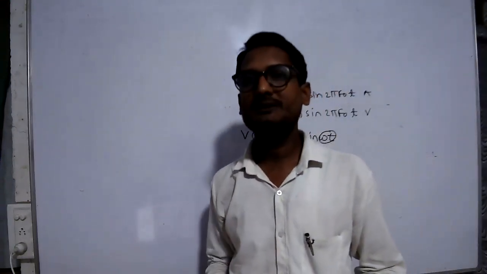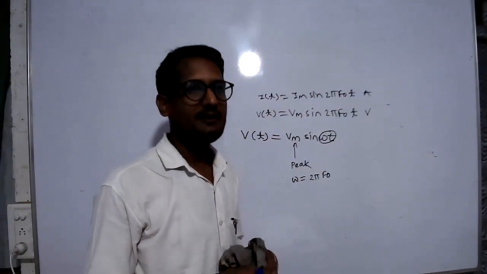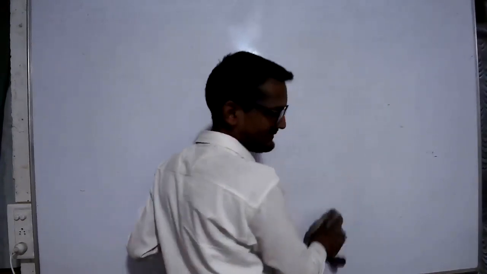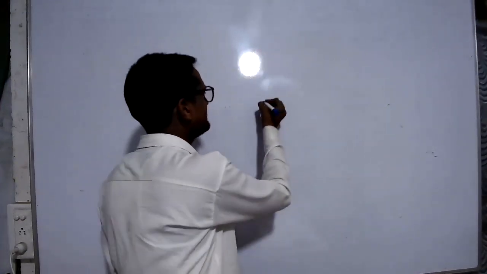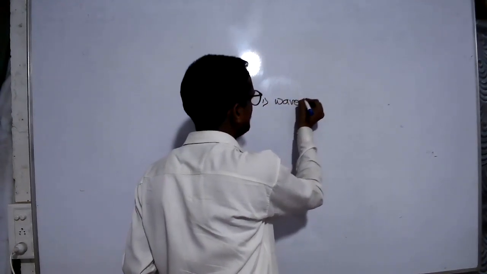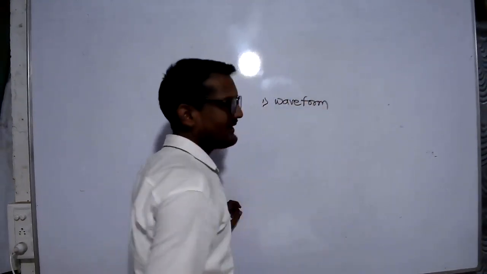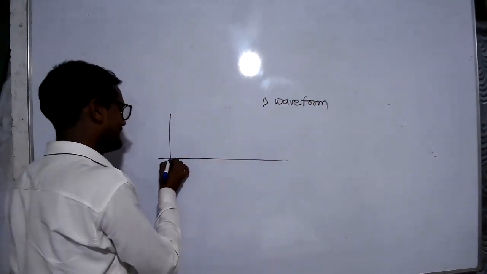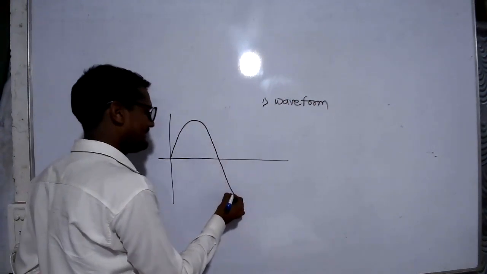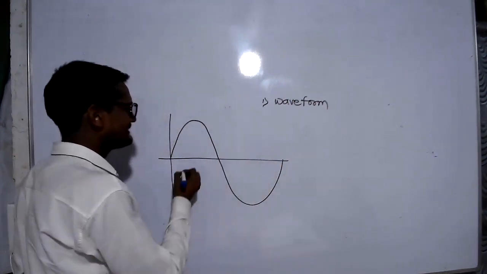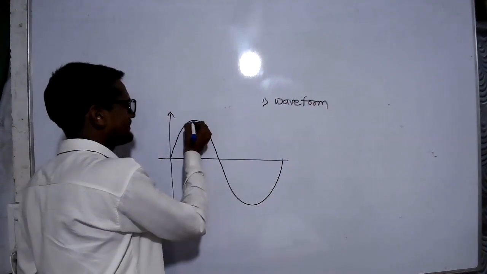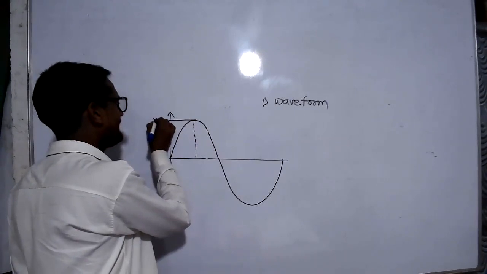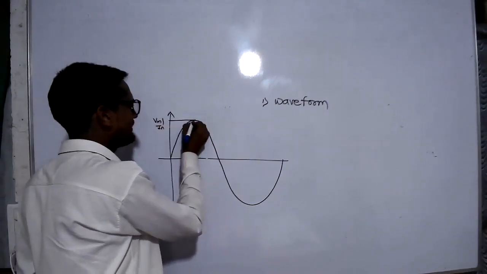Now we will discuss some important definitions related to the AC waveform. The first definition is the waveform. To understand this definition, we draw a waveform here. By using this waveform, we can easily understand the different definitions. So, this is the magnitude or peak value of the waveform, denoted by Vm or Im.